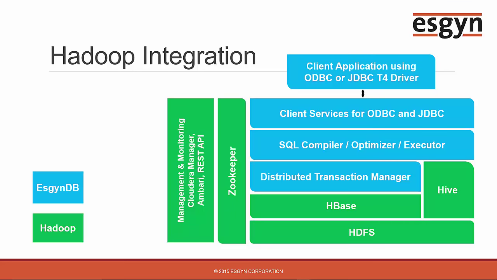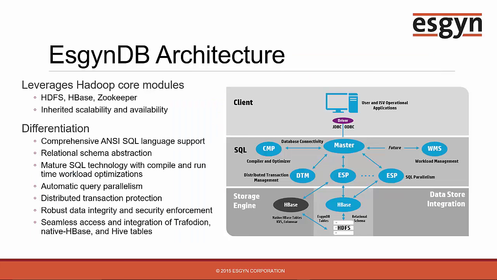Let's go to the next slide. Let me talk a little bit about how EsgynDB is architected. So again, we leverage the core modules of Hadoop, so things like HDFS and HBase and Zookeeper. So we use that for cluster management and storage. We inherit their scalability and availability characteristics. And the layer that we provide on top of that is where we bring our differentiation.